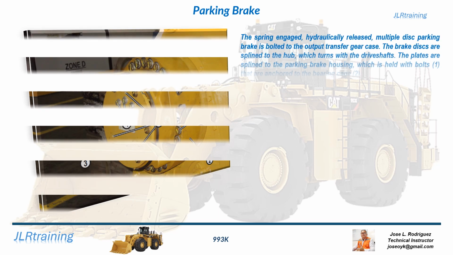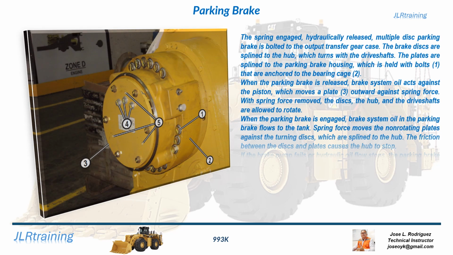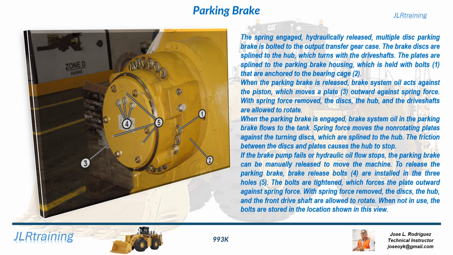Parking brake. The spring engaged, hydraulically released, multiple disc parking brake is bolted to the output transfer gear case. The brake discs are splined to the hub, which turns with the drive shafts. The plates are splined to the parking brake housing, which is held with bolts, 1, that are anchored to the bearing cage, 2. When the parking brake is released, brake system oil acts against the piston, which moves a plate, 3, outward against spring force. With spring force removed, the discs, the hub, and the drive shafts are allowed to rotate.